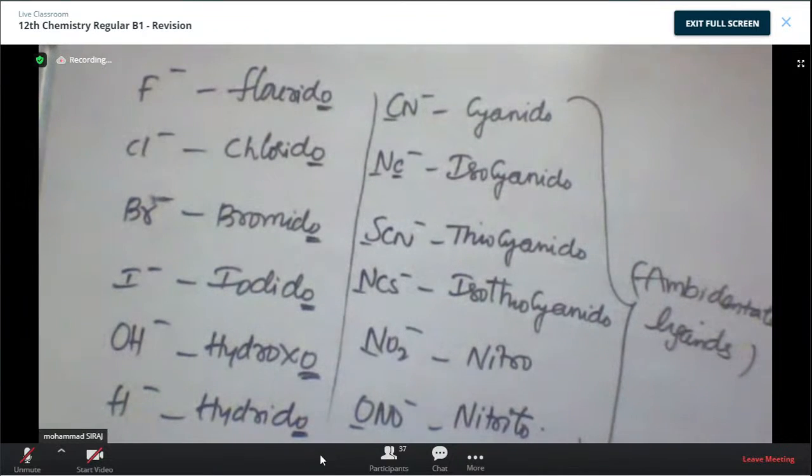It will be there in your books. Very important thing: with these ambidentate ligands, linkage isomerism will be there. I think you would have learned this one. Linkage isomerism. Directly you can write the answer.